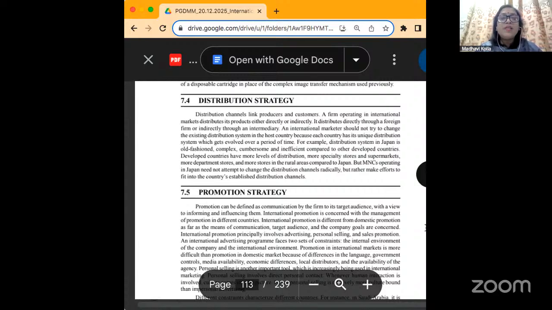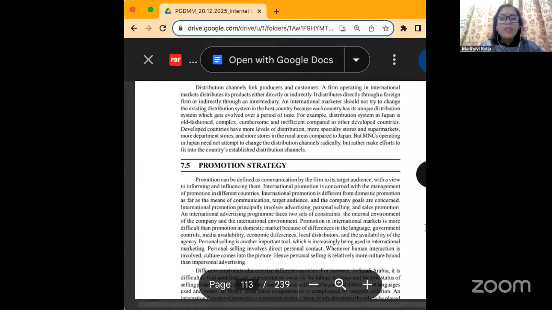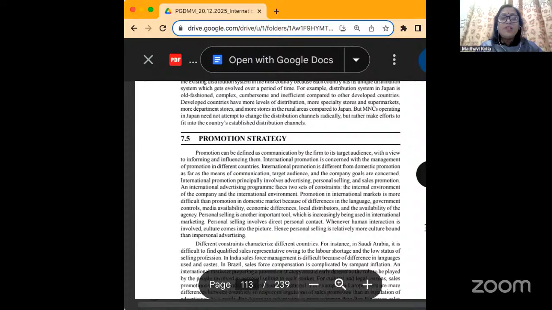However, in certain countries, distribution and logistics options are simpler and easier. This is particularly seen in developed countries, which have more levels of distribution, with specialty stores, supermarkets, department stores, and also stores in rural areas, particularly in a country like Japan. However, MNCs operating in Japan need not attempt to change the distribution system radically. What they need to do is make efforts to fit into the country's established distribution channels.